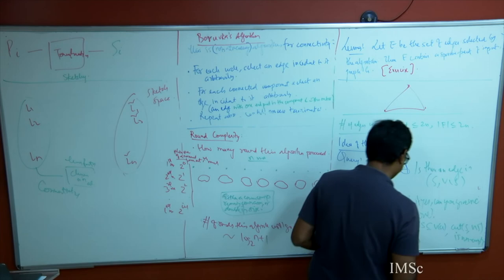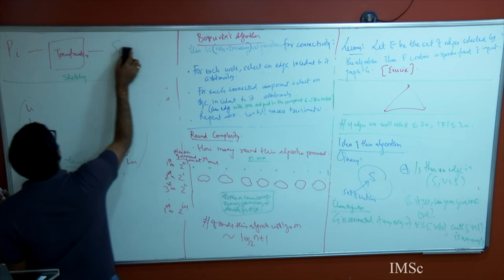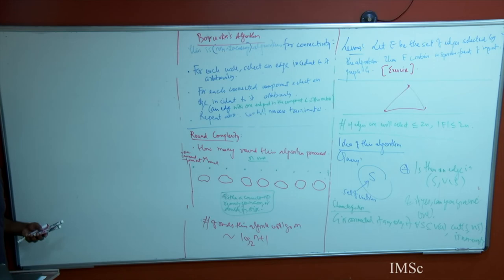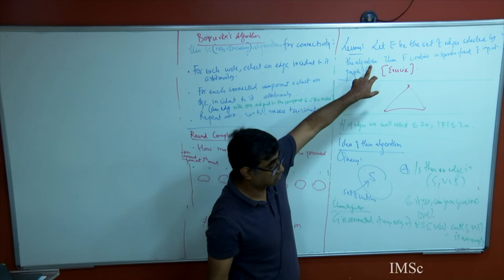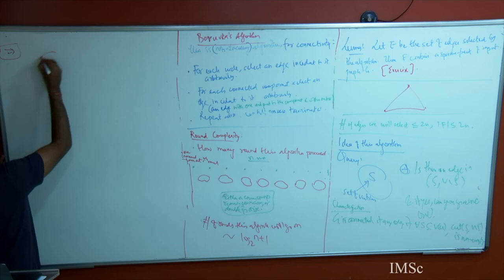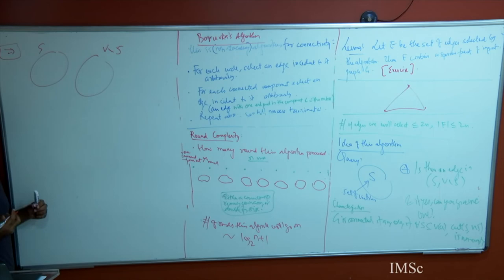Do you see the proof for this? So imagine yourself. This is the main reason why this algorithm is correct, right? Now if the graph is connected, the forward direction: you take any cut. Look at S and look at V minus S. What is the definition of a graph being connected? There is a vertex U here, there's a vertex V here, and there's a path between U and V, right?